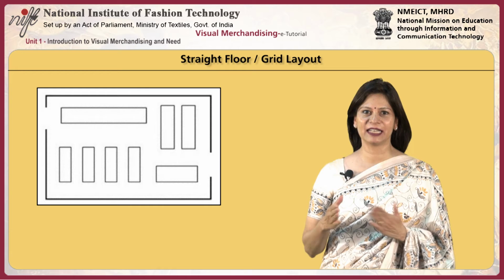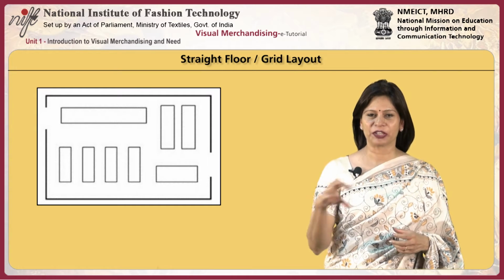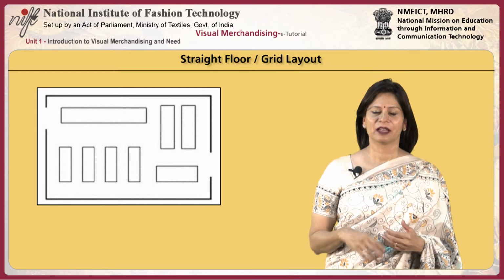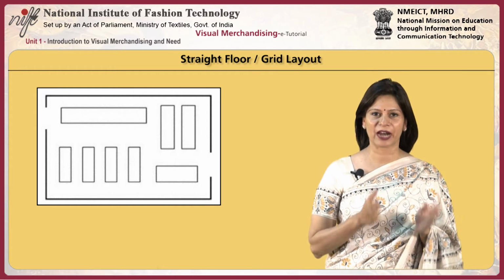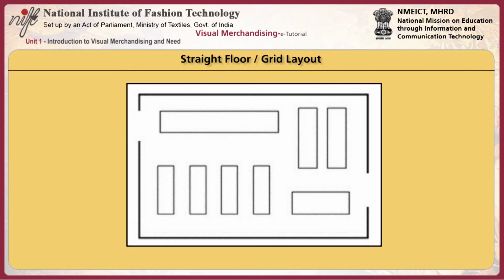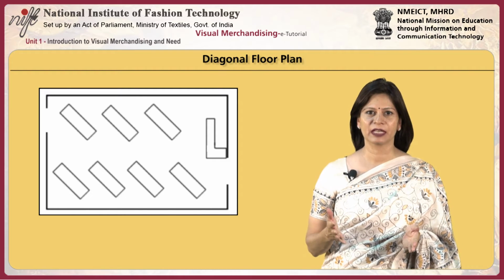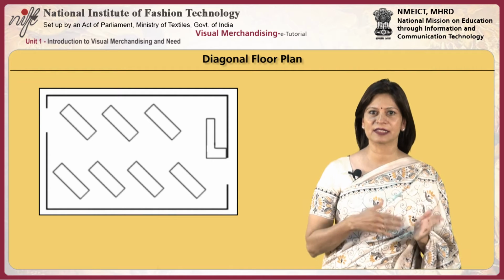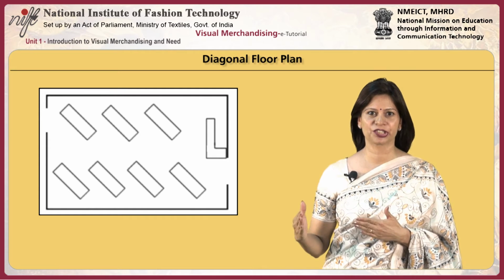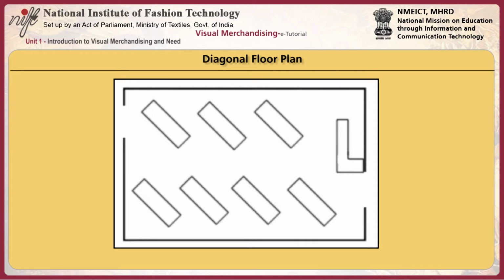Straight floor or grid layout, as you can see in the image, has horizontal or vertical grids, and that's how the racks and the shelves are displayed in the store. It is mostly used in clearance sale. It is one of the most common floor plans. The next is diagonal floor plan. As you can see in the image, and as the name indicates, they are diagonally arranged. The counters and fixtures are placed along a diagonal. Mostly it is kept at a 45 degree angle for better visibility.